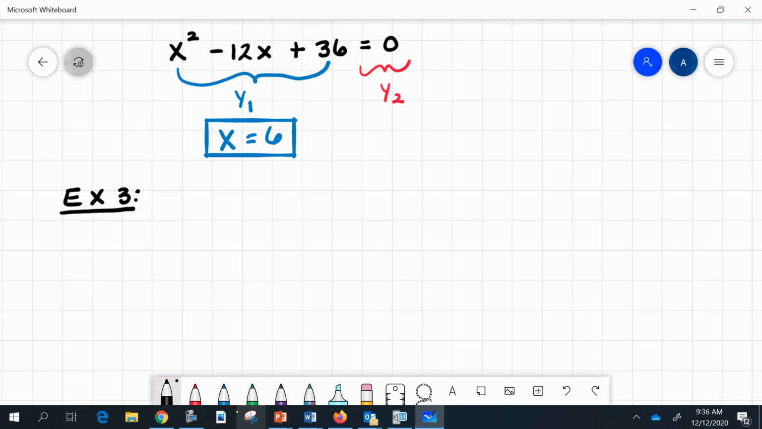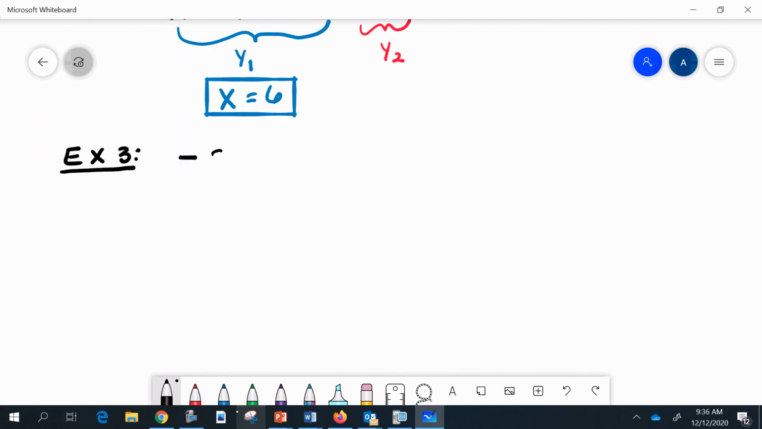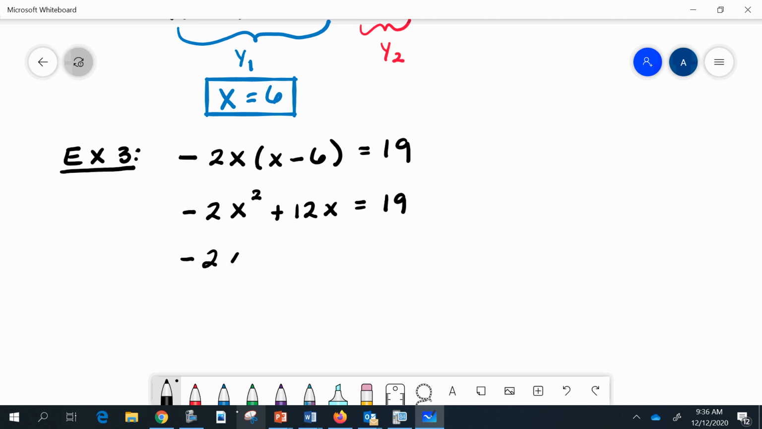All right, let's solve, okay, negative 2x times x minus 6 is equal to 19. Again, just a little bit of work. Let's get this in standard form. I'm going to distribute the negative 2x. We get negative 2x squared plus 12x equals 19. And then let's go ahead and just minus over the 19. Okay? And let's go from here. All right? I think you kind of get the idea now.